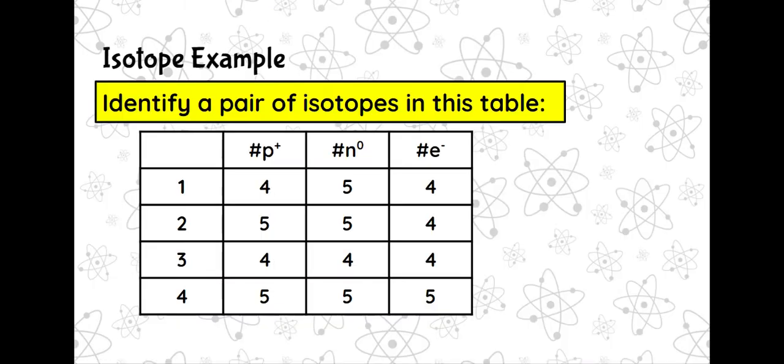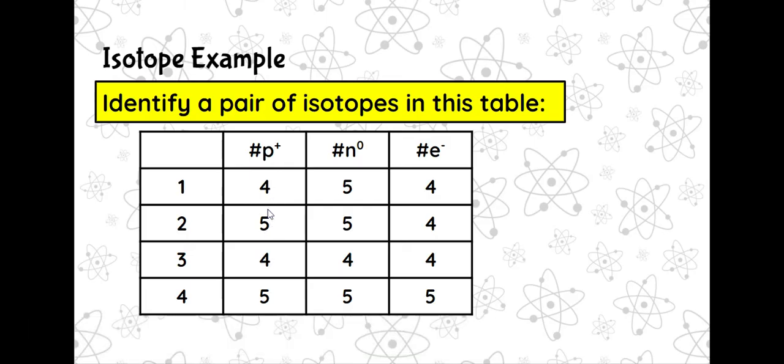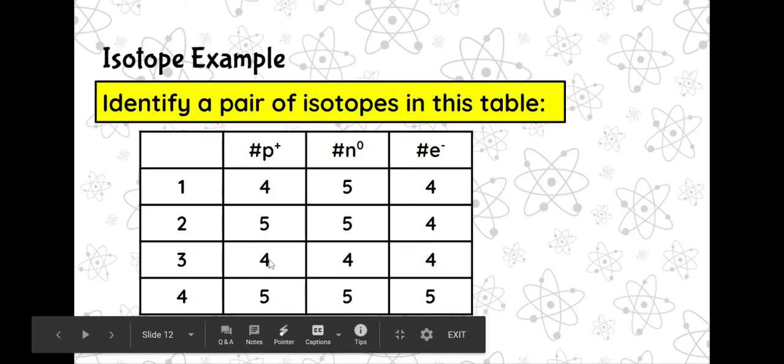Okay, let's take a look at this last example. Here I've got a table just showing protons, neutrons, and electrons, and I want to identify which ones are isotopes in this table. So I am looking for 2 atoms that are the same element, but they have different numbers of neutrons. So if I look, this one has 4 protons, 5 neutrons. I don't even care about the electrons. Let's just look at the protons and neutrons. This one has 5 protons, so it's not the same element as this one. This one has 4 protons.